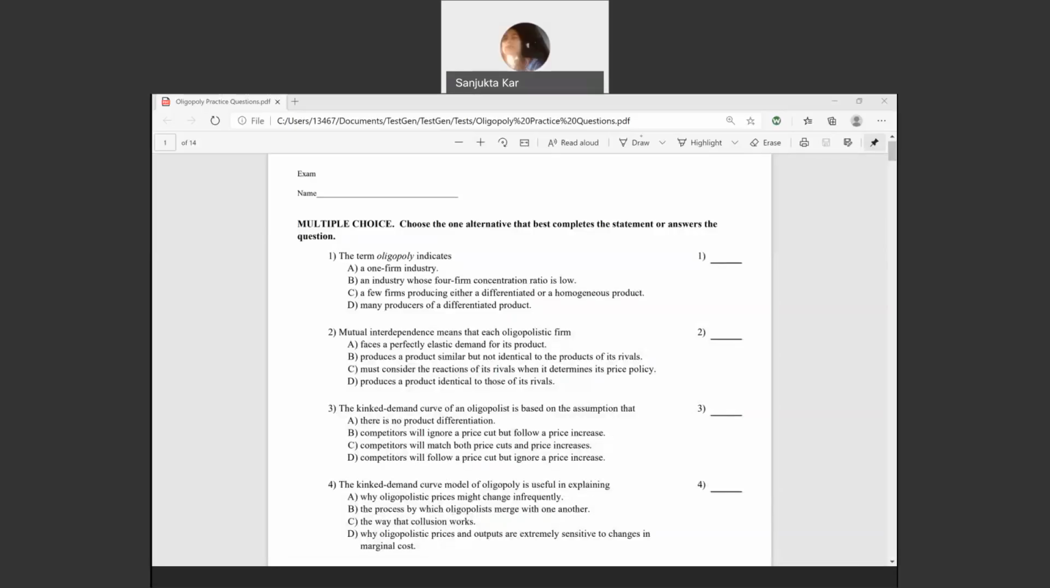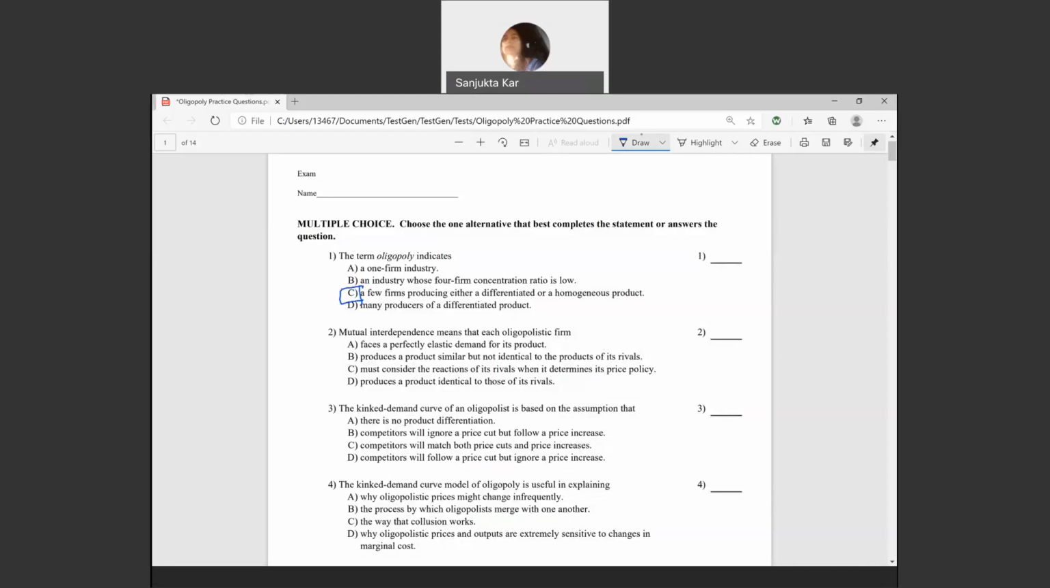Hey everyone, now I will look into the oligopoly practice questions. The first one, the term oligopoly, this means a few firms producing either a differentiated or a homogeneous product.